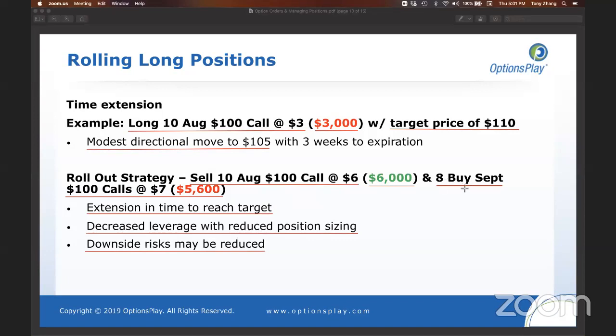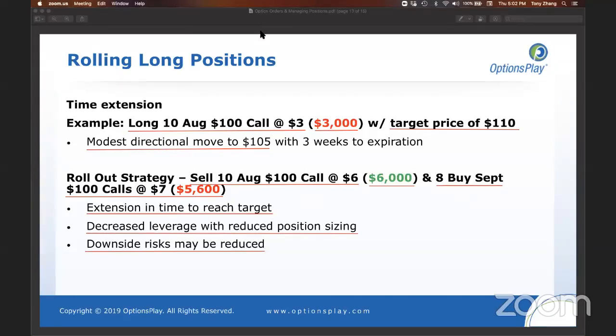So you can adjust the number of calls that you purchase in September based on the amount of credit that you receive. So let's say you only receive $5,000 by selling these August calls, then you might want to only purchase 7 contracts of the September 100 calls. And that is effectively a net credit here because you're going to get more on selling these than what you purchased in the September calls.